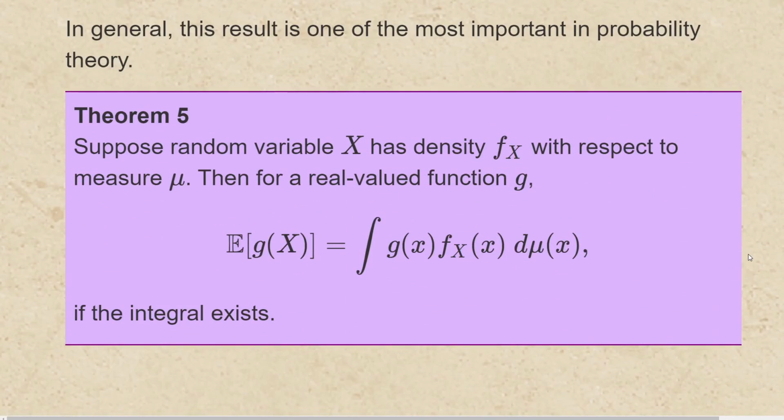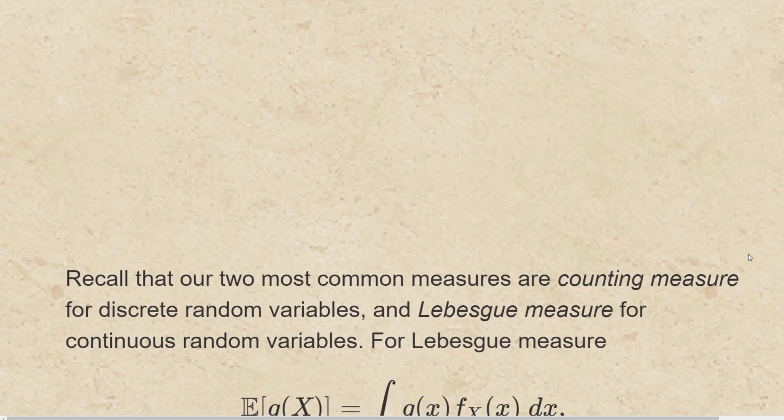In general, this result is one of the most important in probability theory. Suppose that random variable X has density f sub X with respect to measure mu. Then for a real valued function g, the mean of g of capital X is the integral of little g of x times the density of X at little x times the measure mu at x, if that integral exists.